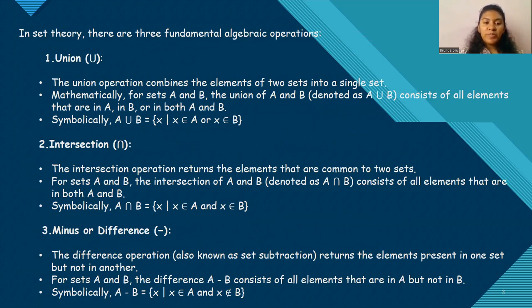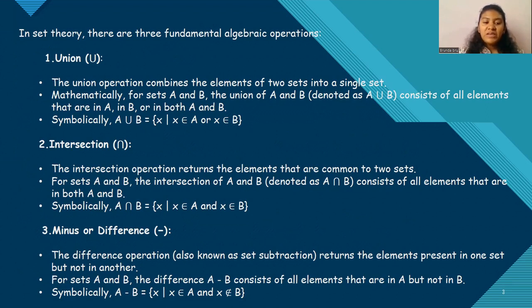Second is the intersection operation. The intersection operation returns the elements that are common to two sets. For sets A and B, the intersection of A and B, denoted as A intersection B, consists of all elements that are in both A and B. Symbolically, A intersection B equals {x | x belongs to A and x belongs to B}.